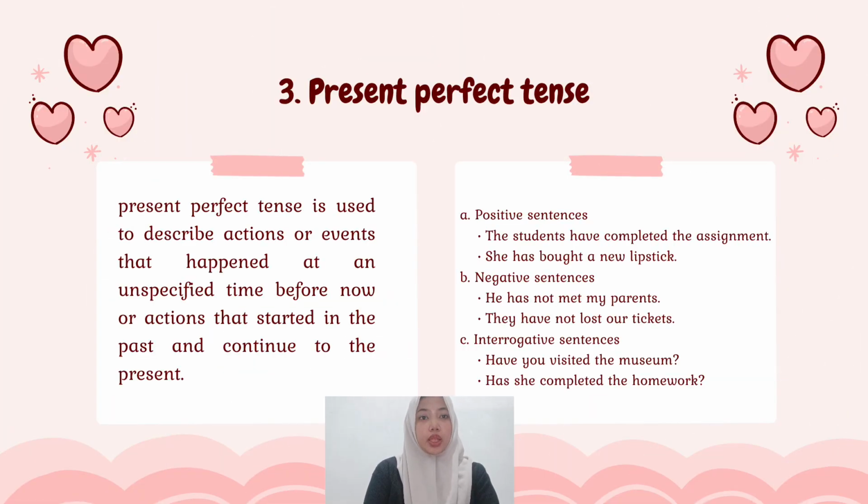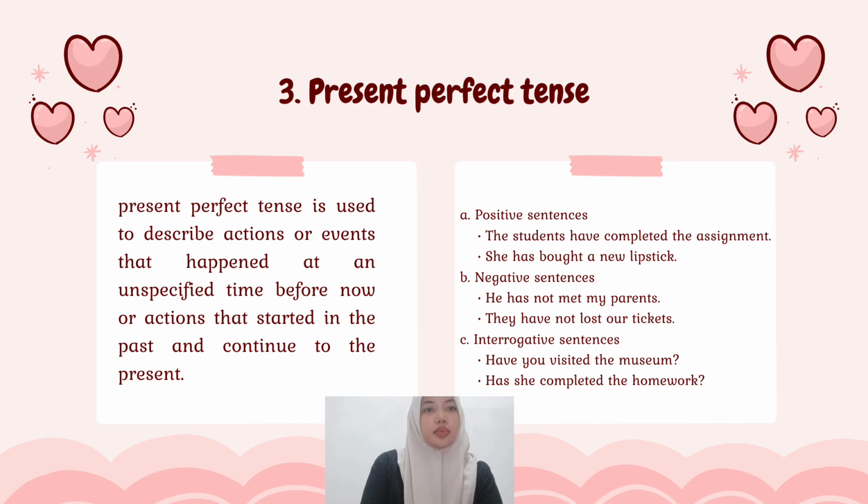Third, present perfect tense. Present perfect tense is used to describe action or events that happen at an unspecified time before now, or action that started in the past and continue to the present. For example, in positive sentence, we have the students have completed the assignment and she has bought a new lipstick. And in negative sentence, we have he has not met my parents and they have not lost our tickets. And in interrogative sentence, we have have you visited the museum, or has he completed the homework?